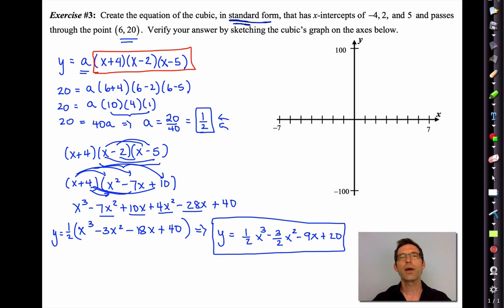Now, what I'd like you to do at this point is put that into your graphing calculator, graph it, and do what we did in the last problem, not in the last problem, but in exercise 1. Verify that it's got those 3 x-intercepts and that it also passes through the point 6, 20. Okay, why don't you go ahead and do that now.